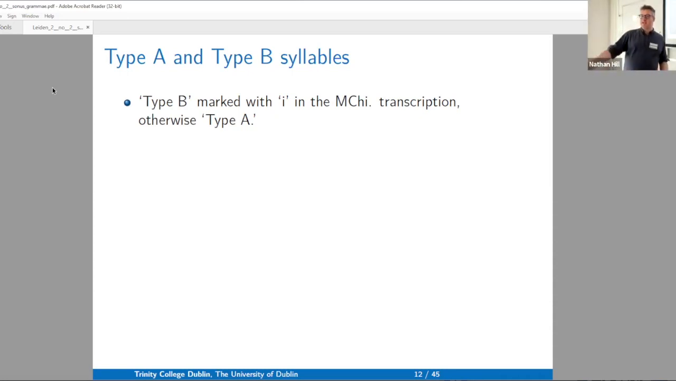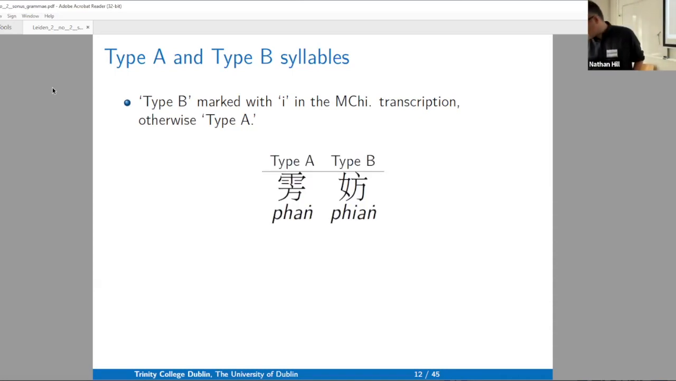If you are just taking Middle Chinese as given, as if it were philologically attested in Latin script, then you can say, okay, type B is whatever is marked in Middle Chinese with a medial I. Here's just an example, a type A syllable, peng, and a type B syllable, pian, again in the Middle Chinese reading.